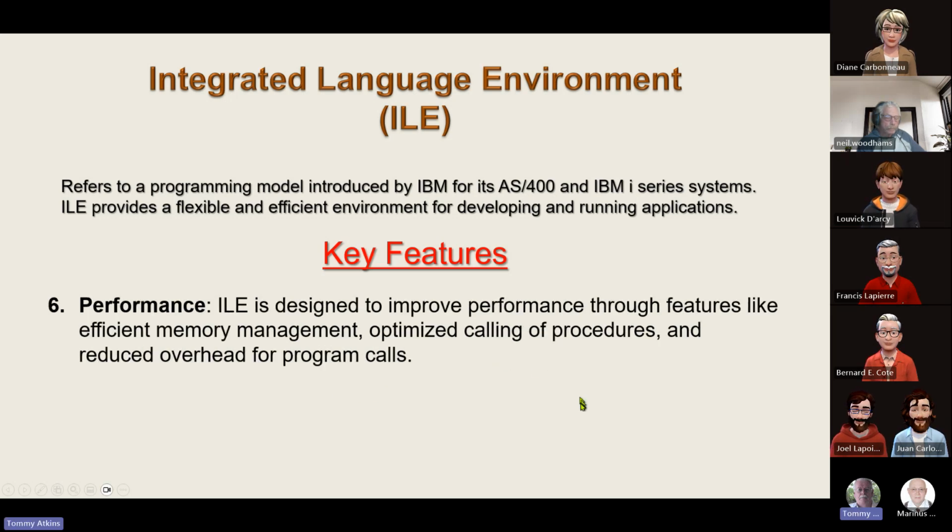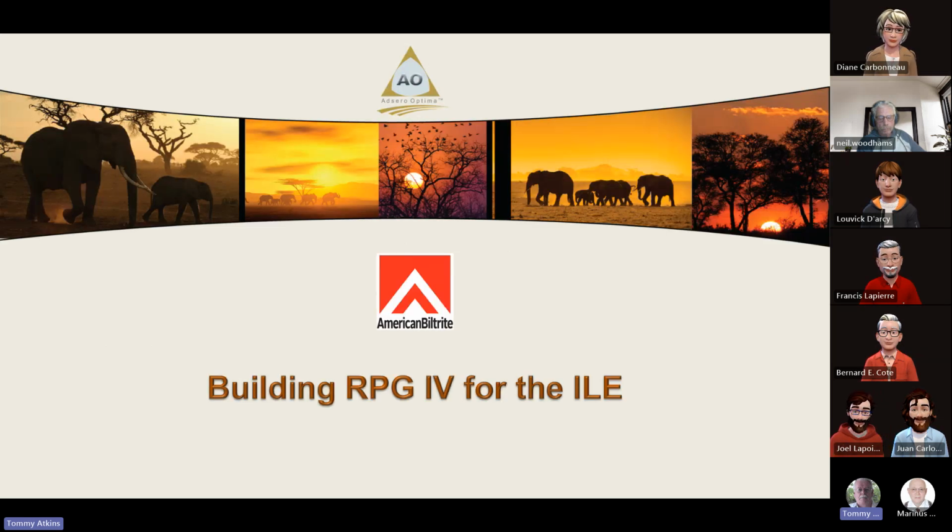It's designed to improve performance. This is one of the main factors for it. Memory management, optimized calling of procedures, and reduced overhead on program calls or procedure calls. And let's keep popping that back into mind. It's not program calls so much as procedure calls. So those are the six key features of the integrated language environment. We keep those in mind when we get on to the next step, which is to look at how we build RPG IV for the ILE environment.